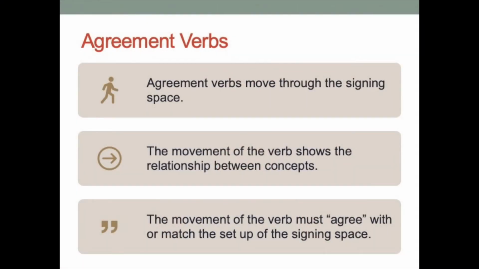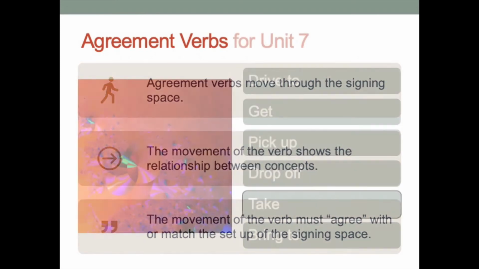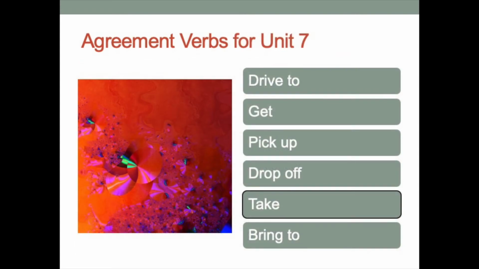Agreement verbs move through the signing space. The movement of the verb shows the relationship between objects placed there. The verb's movement must agree with or match the setup of the signing space in order to produce a coherent message in ASL. The agreement verbs we focus on in Unit 7 are drive to, get, pick up, drop off, take, and bring to. Make sure you can utilize these verbs correctly in the signing space.